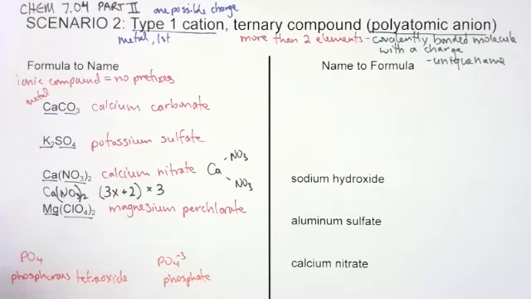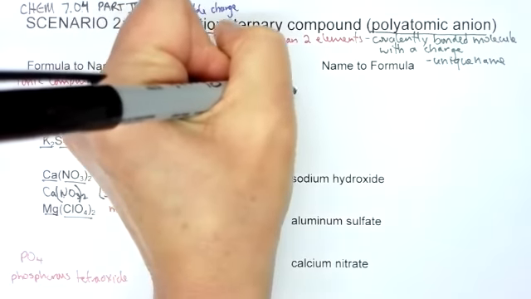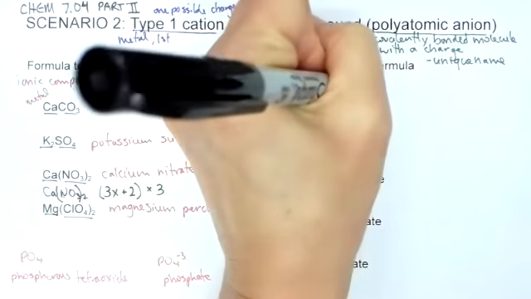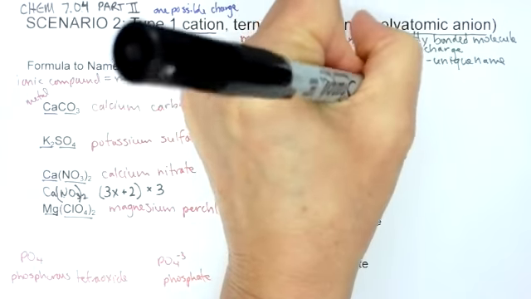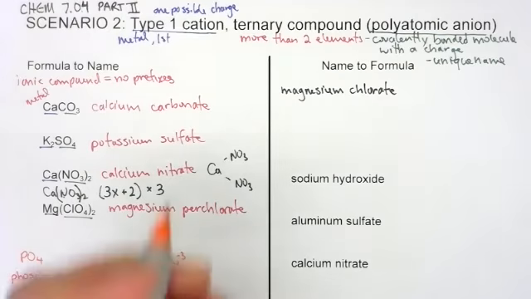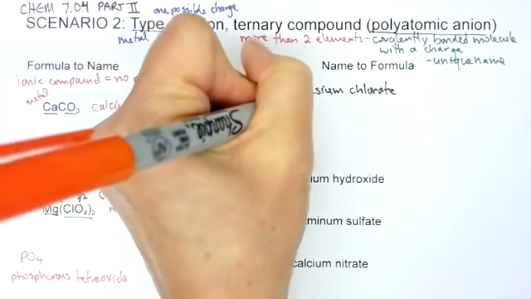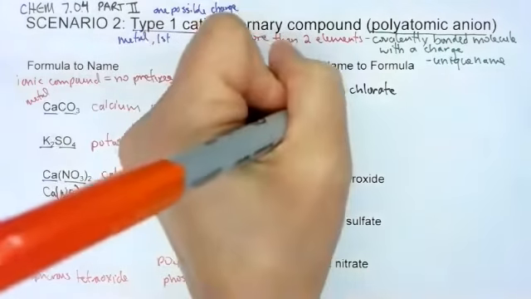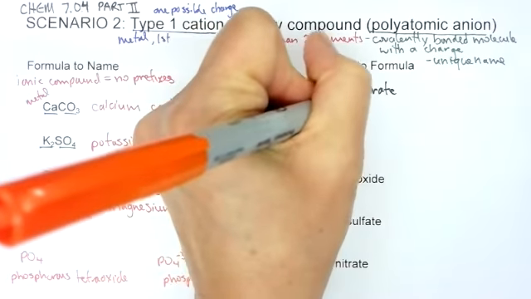Okay, so that is formula to name. How about name to formula? Let's start off with magnesium chlorate. Well, we said the first thing you want to do in the last video is you need to write your ions with their charges. So I'm going to write the magnesium ion is Mg plus 2. Chlorate is a polyatomic, and it is ClO3 minus 1.